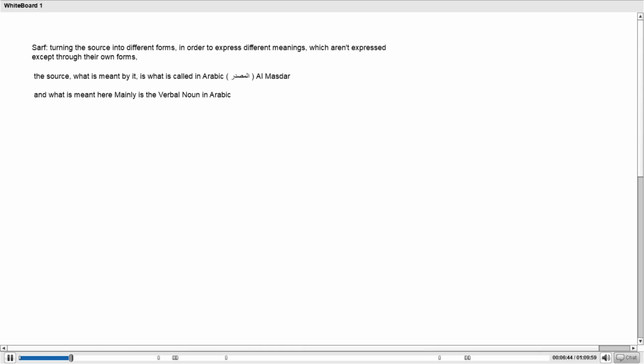Why have they decided, please pay attention, that the word implying the verbal noun in Arabic is al-masdar? Yani, why have they chosen that word specifically, other than other words? Yes, you can say that, Sister Arifa. Is it clear? Why have they decided that the word implying the verbal noun should be called al-masdar?